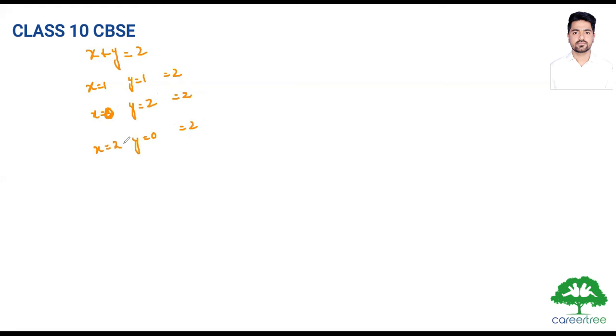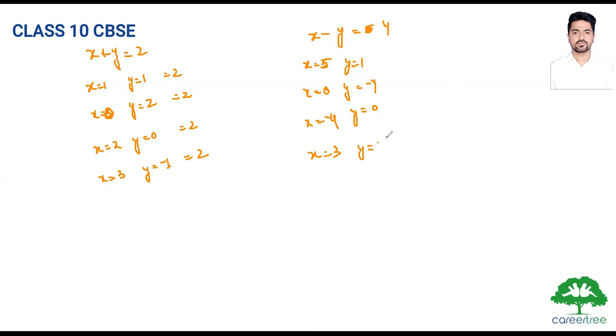Now, let's say I give you another equation, x minus y is equal to 4. Then x can be 3 and y can be minus 1, or x can be 5 and y can be 1. If x is 0, y will be minus 4. If x is 4, y is 0. Here x is 3 and y is minus 1, then we will get 4.